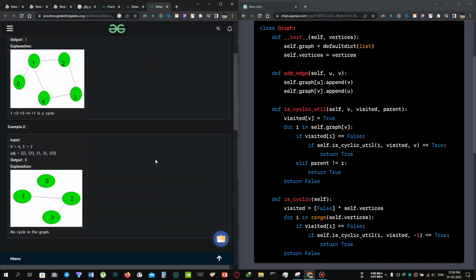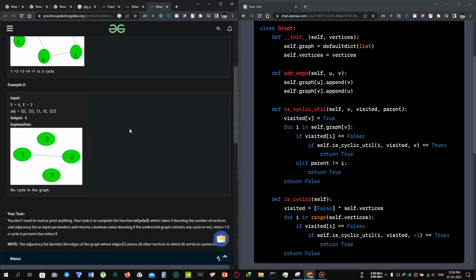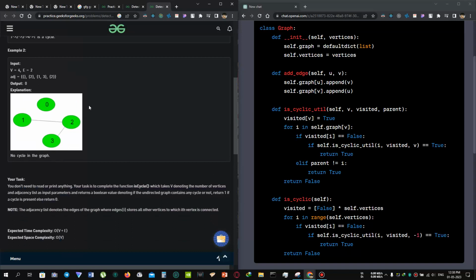So let's see, what is a cycle? It is easy, right? Here you can see a circular path. It is a cycle. Here you cannot see any circular path, so here we don't have a cycle.